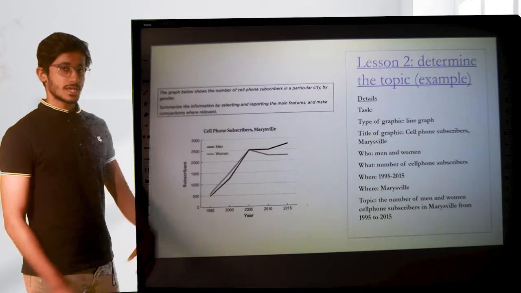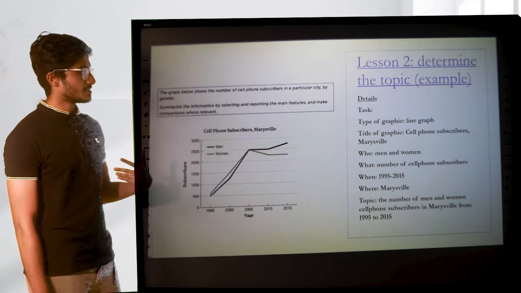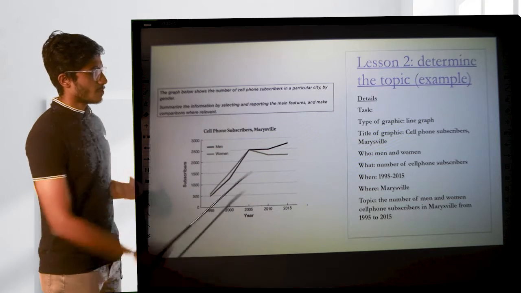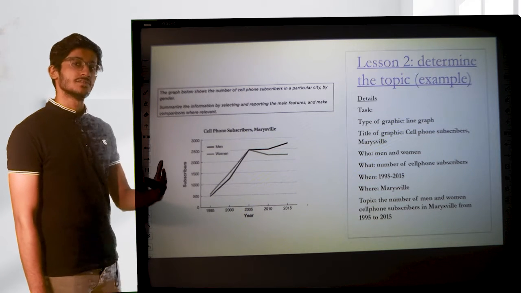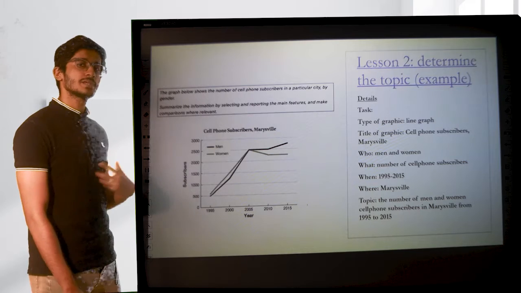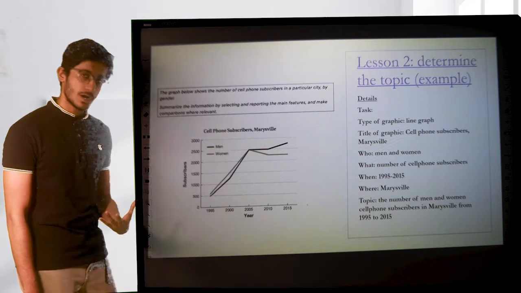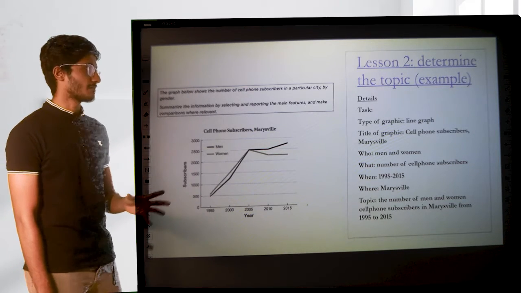So the topic, as I have said, is the summation of all this information: the number of men and women cell phone subscribers in Marysville from 1995 to 2015. This alone gives you the whole picture of the graph, what the graph is about, and what the different main features in the graph are.